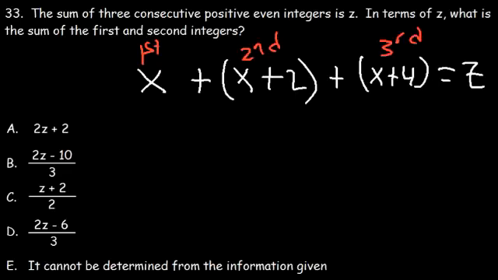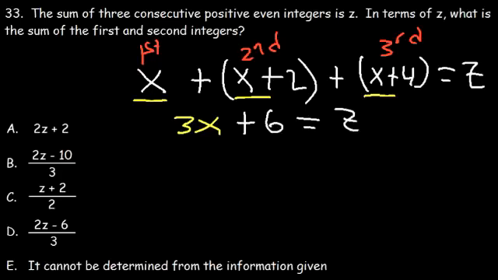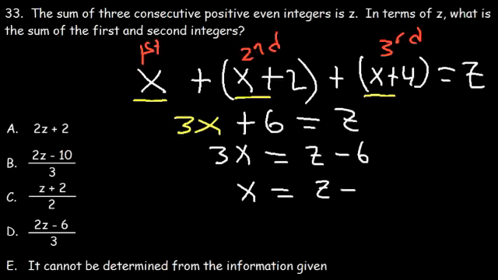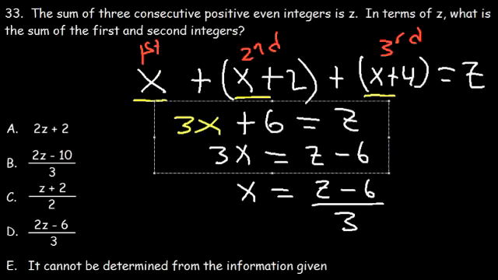So what we're going to do is we're going to solve for x in terms of z first. So x plus x plus x is 3x, and 2 plus 4 is 6. So 3x plus 6 is equal to z. And if we subtract both sides by 6, 3x is equal to z minus 6. And if we divide everything by 3, x is equal to z minus 6 over 3. So now let's save that answer.